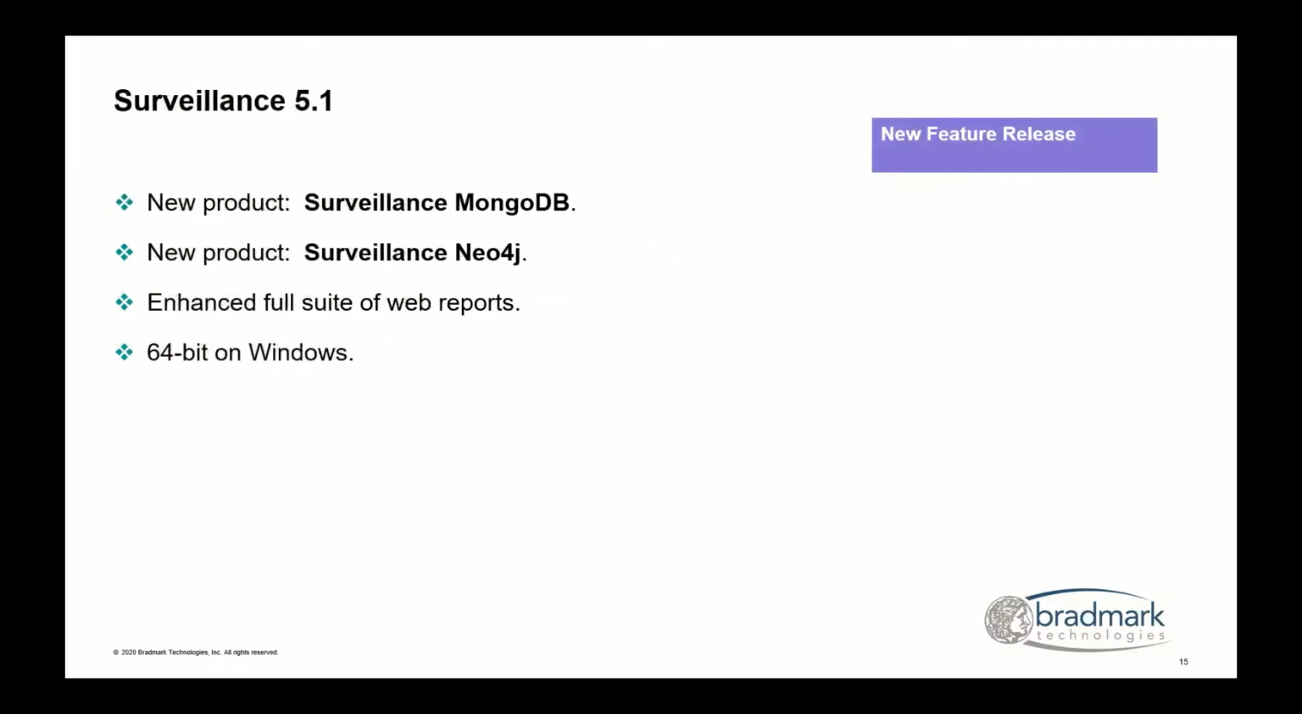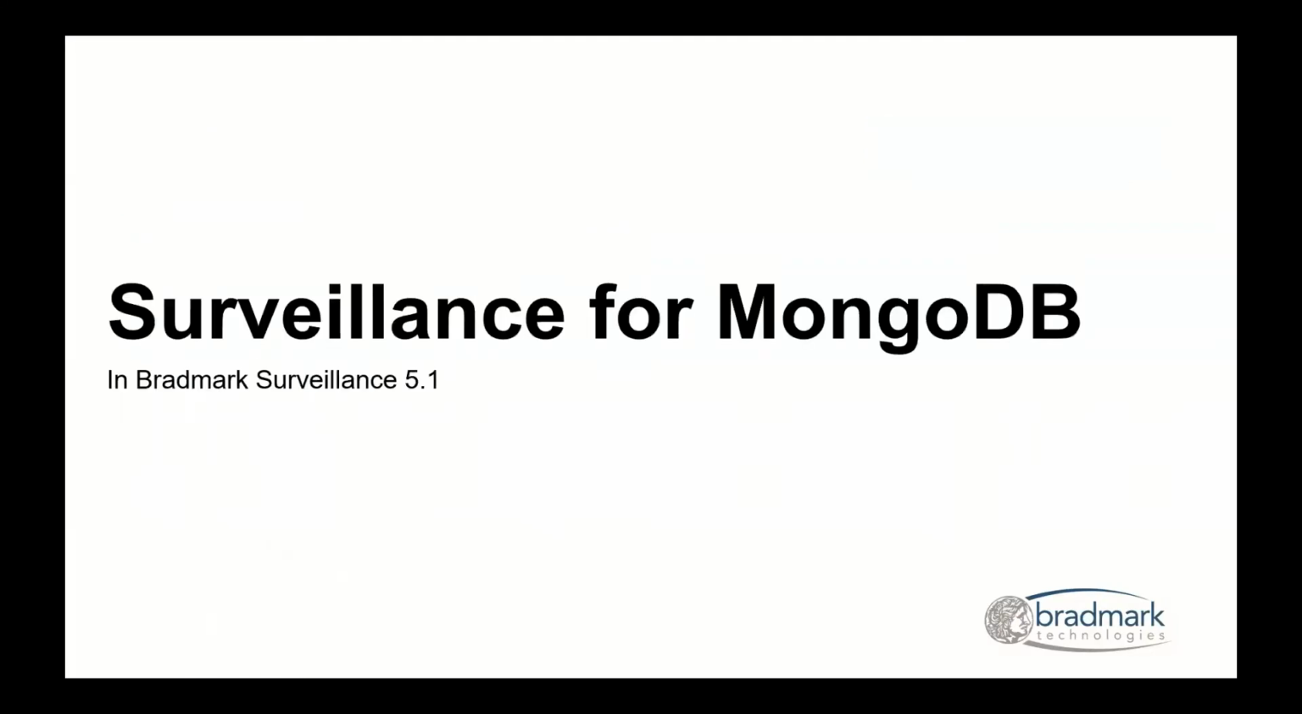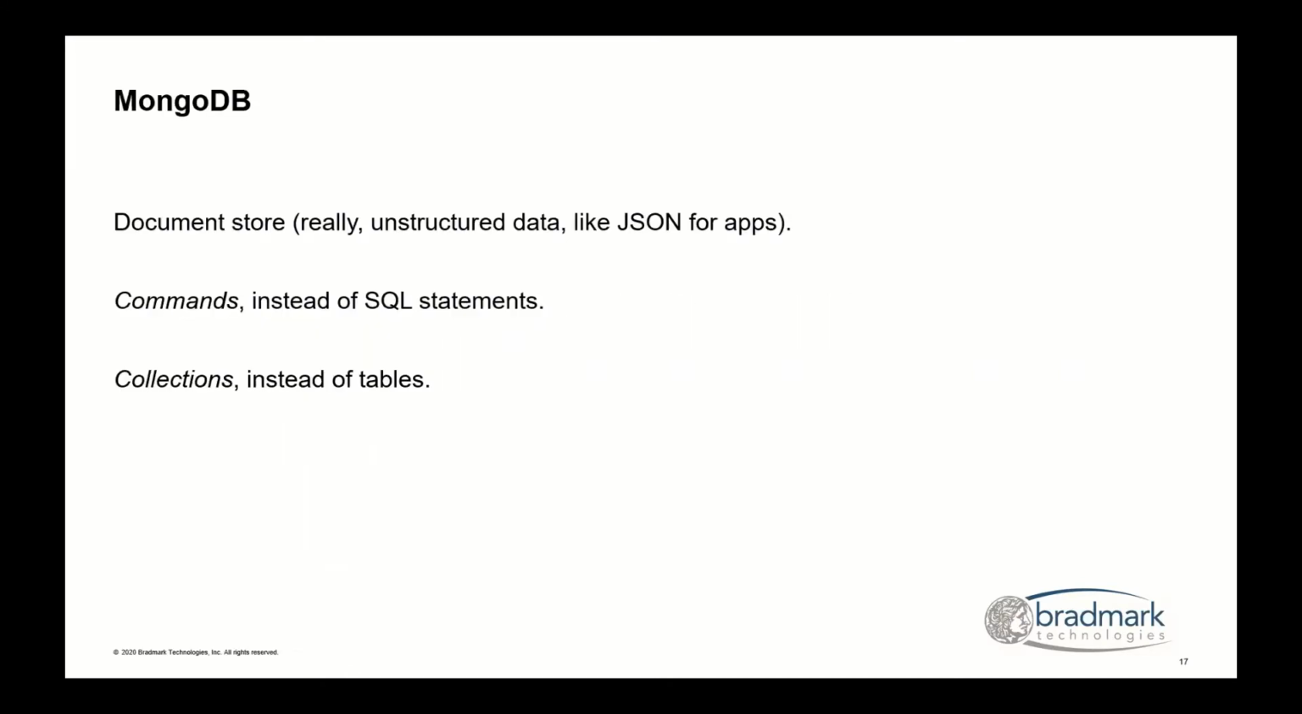Now, with our Surveillance 5.1 product, we have a couple of new monitoring pieces. We have the monitoring for MongoDB, Neo4j, and we've also done enhancements to web reporting and some other miscellaneous items like 64-bit on Windows. So, Surveillance for MongoDB in Surveillance 5.1. MongoDB, again, is a document store for unstructured data like JSON for applications or actual documents as well.